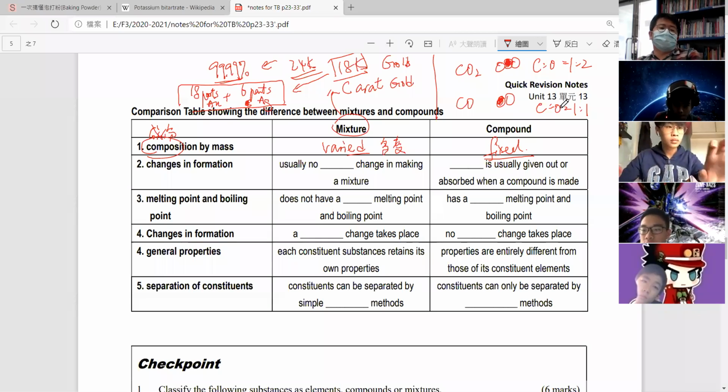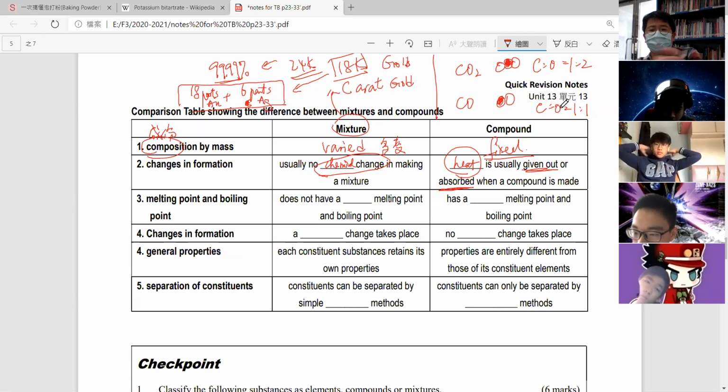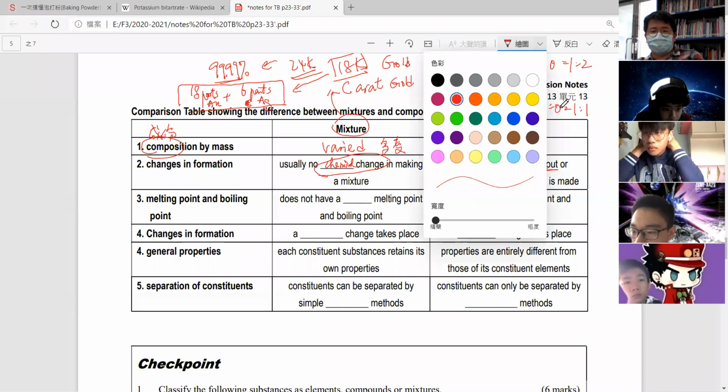Second, changes in formation. How can we produce it? For a mixture, simply by mixing, no chemical change occurs. But for the formation of a compound, usually it involves heat. Heat is given out or maybe absorbed when the compound is made. What does it mean by given out? You mix it, for example, explosion, or it will become hotter. You call that heat is given out. What does it mean by heat is absorbed? So strange that term, right? What does it mean by heat is absorbed?